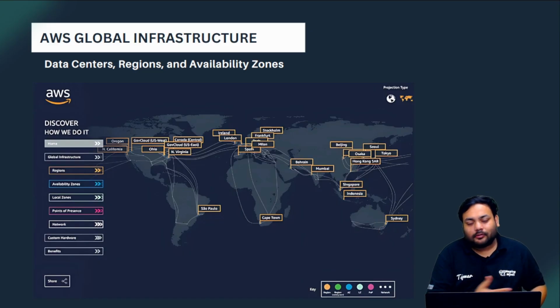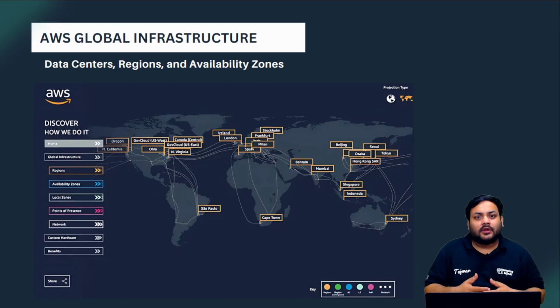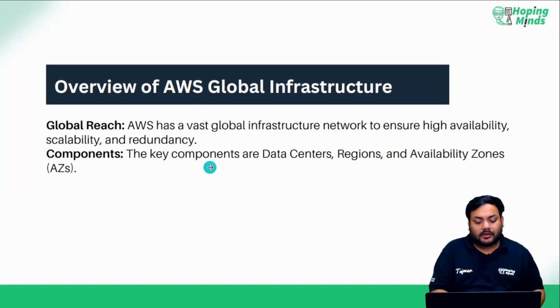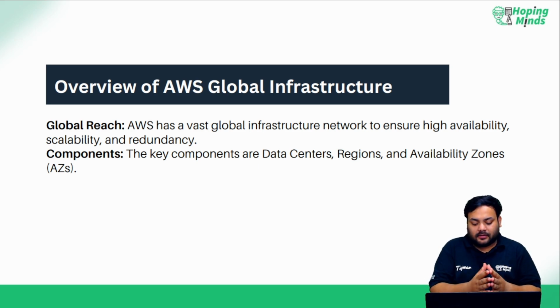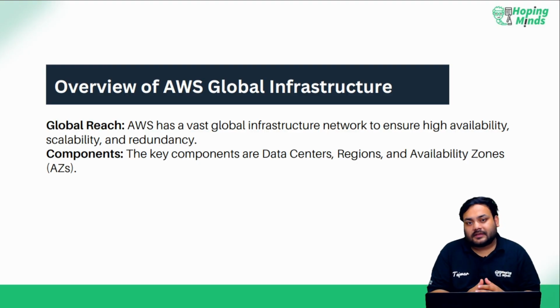AWS has a large share of the market, and as of now AWS has almost 40 or 45% market share compared to any other cloud service provider. Now let's talk about what AWS actually offers in its global infrastructure: data centers, regions, availability zones, and other things as well. There are two things: the first one is global reach, and the second one is components. Global reach means in how many countries AWS is working and what the global landscape of AWS actually looks like, and the components are what AWS has in different regions or places of the world.